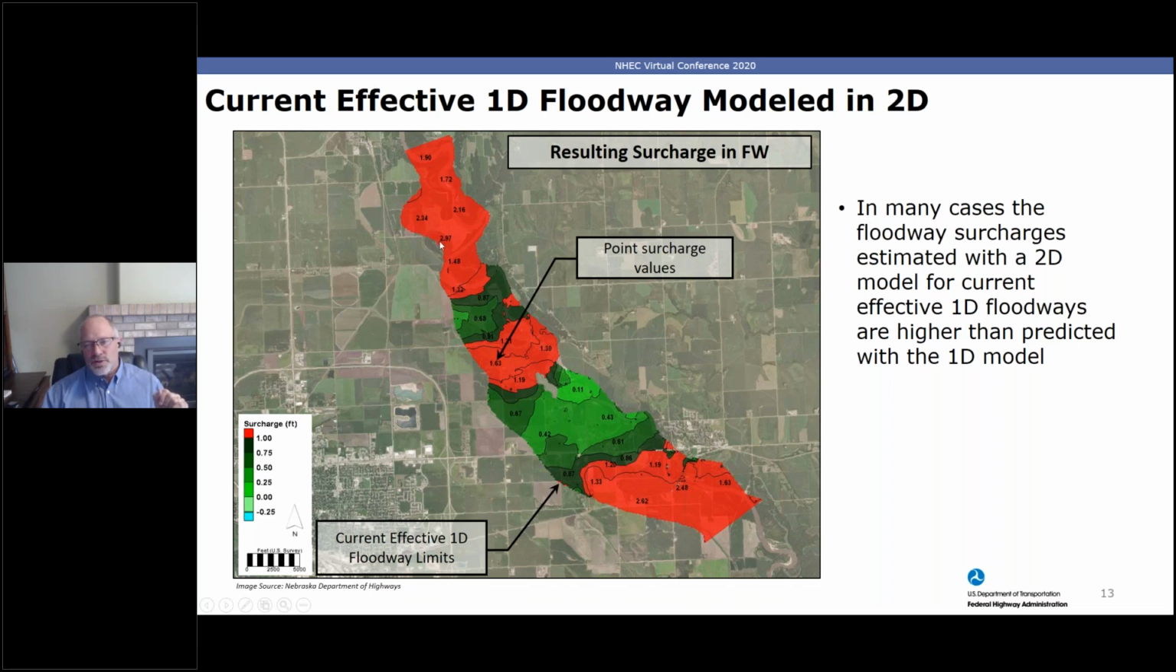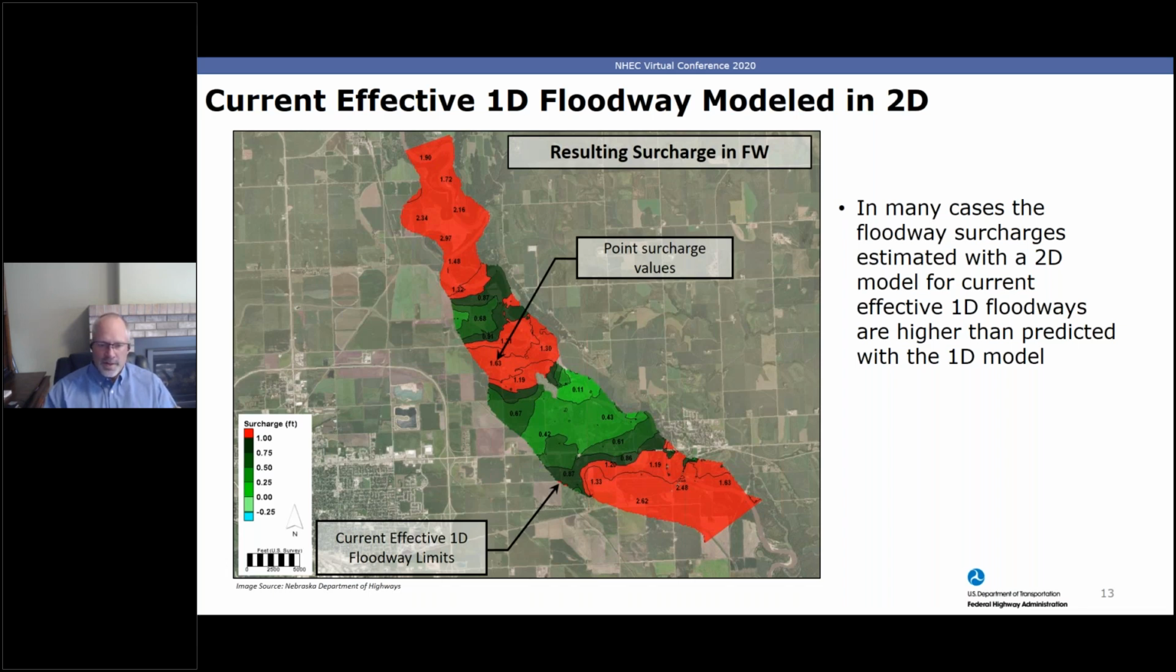And I might note that towards the upstream end, there's even areas where the surcharge exceeds nearly 3 feet, okay, it's almost 3 feet. So that's significantly higher than that allowable 1 foot surcharge. Now, this is not true for all 1D floodways modeled in a 2D model, but I can say without exception that any 1D floodway modeled in 2D will result in higher surcharges than are predicted with the 1D model.